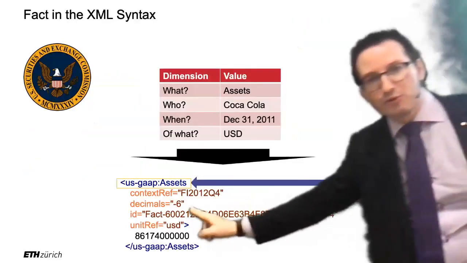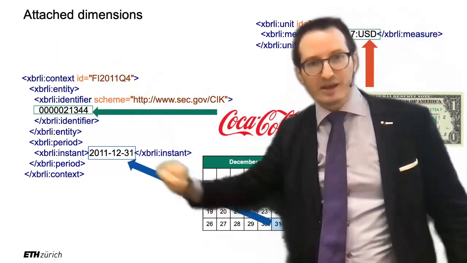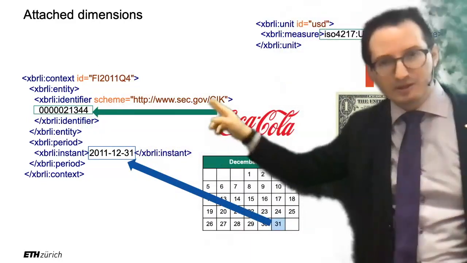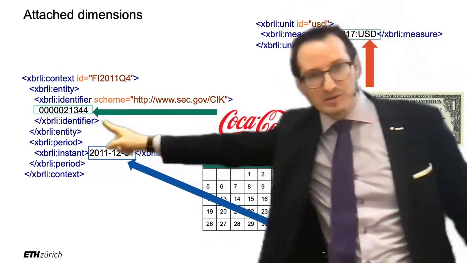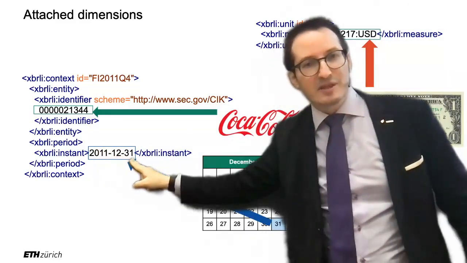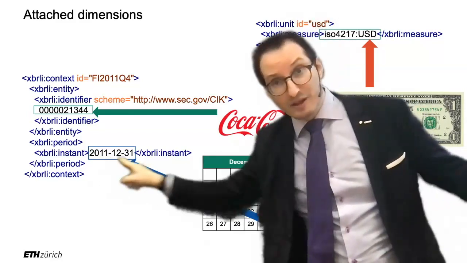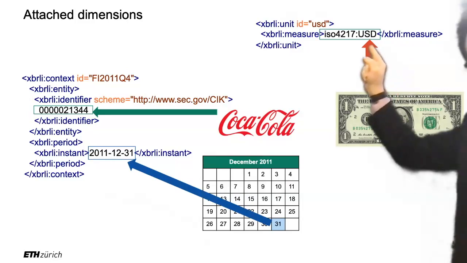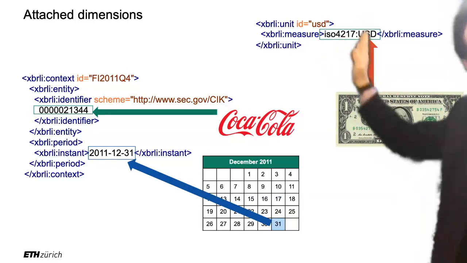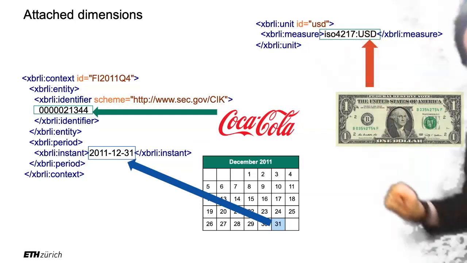If you follow these foreign keys in the XML, you will reach some context with what's called the central index key. It's the way that in the US they index the companies. So this is 21344, that's Coca-Cola. Here you have an instant period, which follows the ISO 8601 date format that we saw in XML schema. Dollars is another ISO standard, 4217. You don't need to remember that. That's just the standard for the currency codes and so on, right?